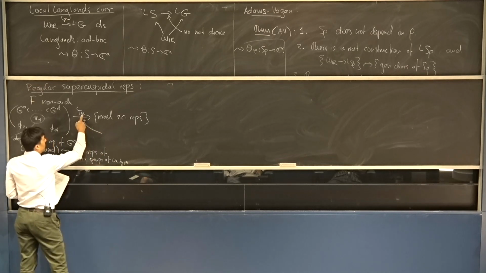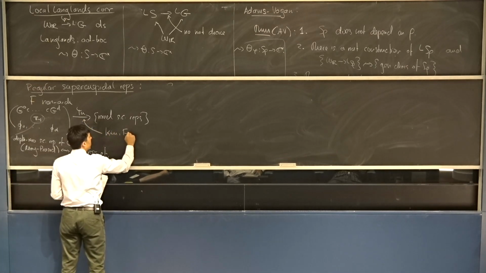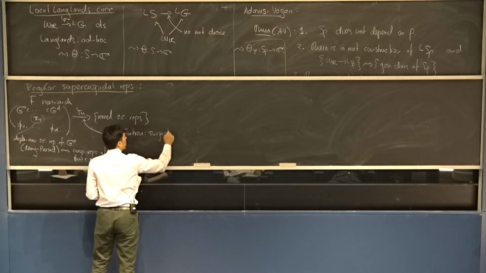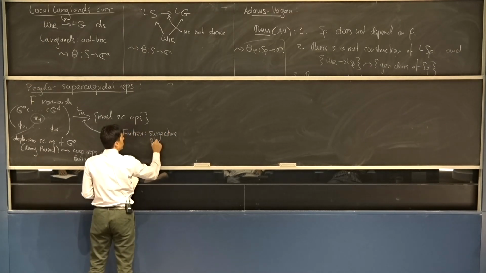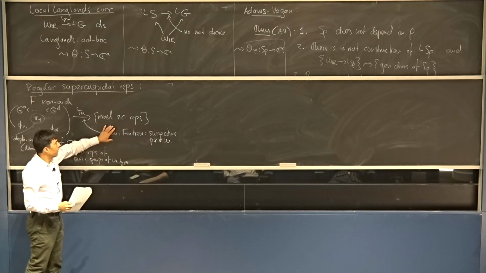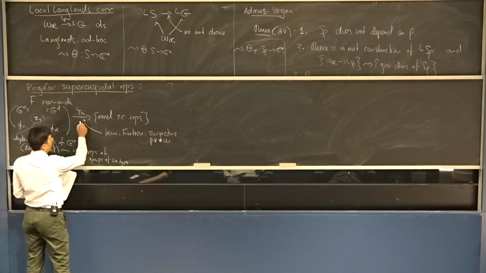So then the question is, how does this map behave? And Kim and Fintzen have shown that this map is surjective if p does not divide the order of the Weyl group. So this is Fintzen's stronger result. Kim had a weaker and less explicit condition on p.